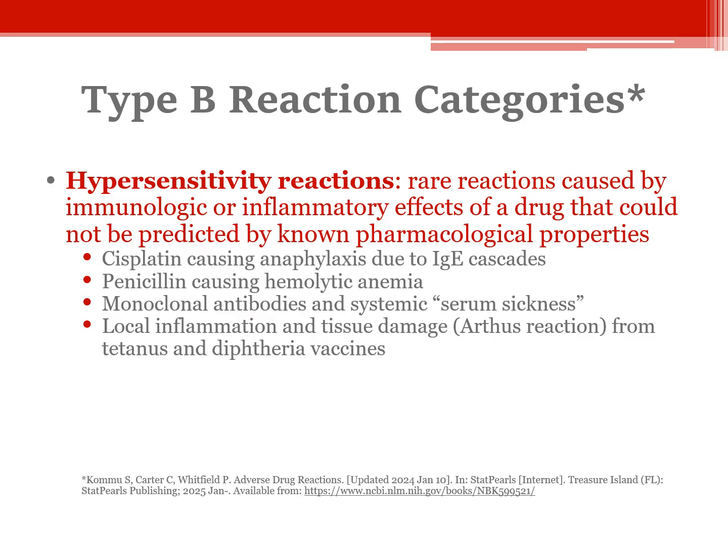One big category of type B reactions is hypersensitivity reactions, where you get a rare reaction because there will be immunologic or inflammatory effects of a drug that, again, are not triggered by known pharmacological properties, but they just are, and we see in several cases that they happen. For example, the chemotherapeutic drug cisplatin, for some reason that we still don't fully understand, can often cause anaphylaxis due to cascading effects of serum IgE levels. We also know that the antibiotic penicillin can cause hemolytic anemia. Again, mechanisms are not always easy to elucidate. They don't come from the traditional pharmacological properties of penicillin, but we know those effects exist.